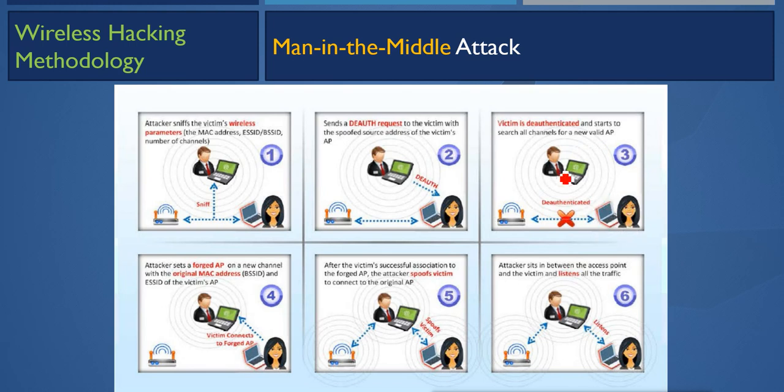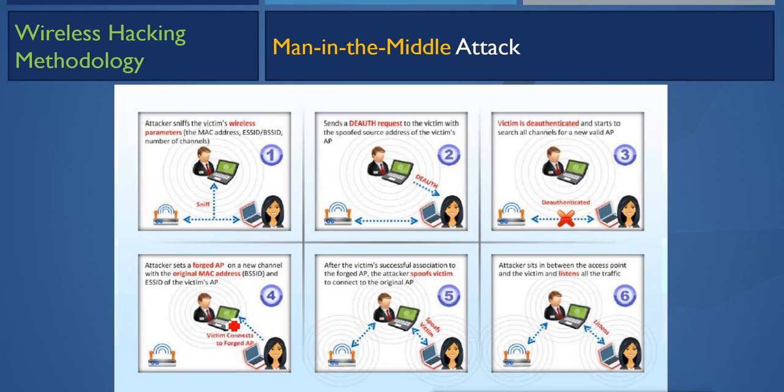Now what will the attacker do? The attacker sets up a forged AP on a new channel with the original MAC address, that is the BSSID of the original AP, and the ESSID, the name of the victim's AP. That means it uses the real AP's name and MAC address to create a forged access point on the attacker's machine. Now what will the victim do? It will connect to the forged AP. The victim will connect to the forged AP of the attacker.